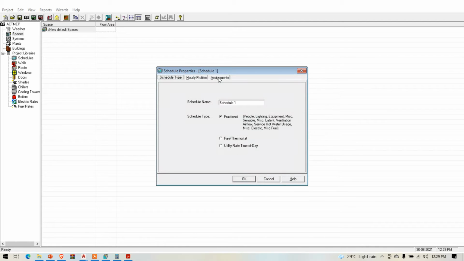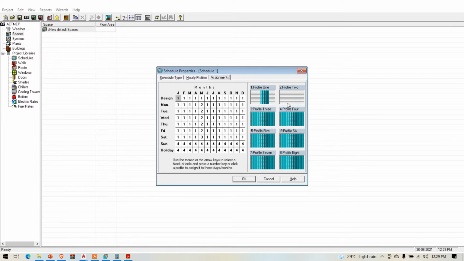So schedule assignment, see profile 2 is empty, right? Whenever it is Sundays as well as holidays, I am going to take profile number 2, which means it is not going to calculate any load at that time. So this is how accurately we can assign. And here also, May month is completely 0 too.